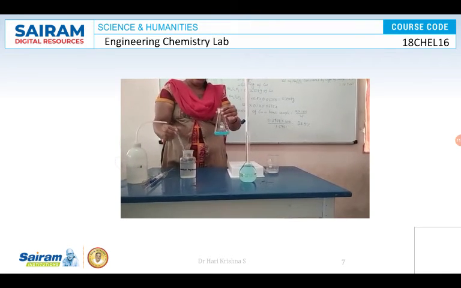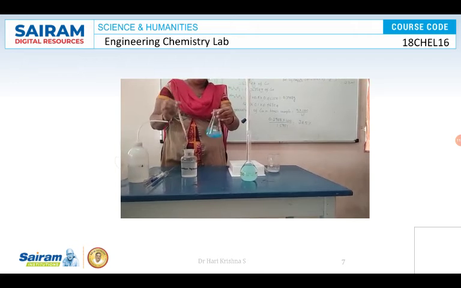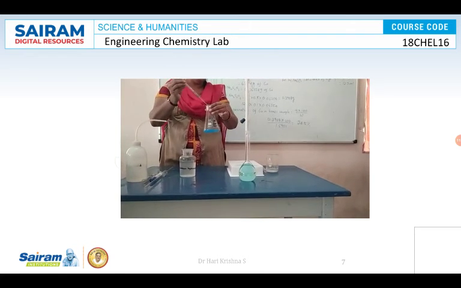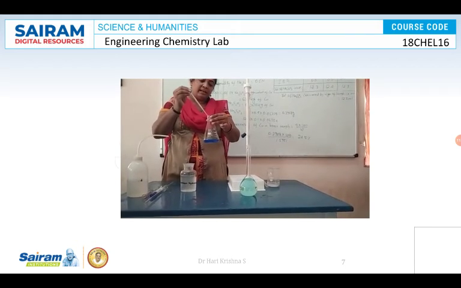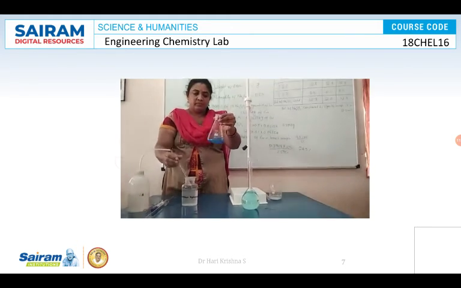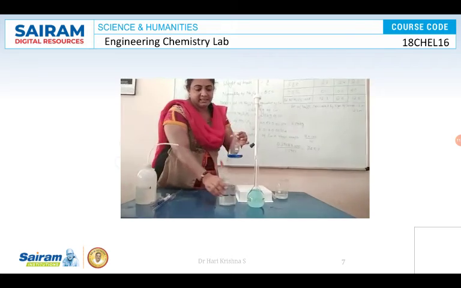Should keep on adding until you get a dark blue coloration. So we almost got it. Okay. So keep on adding dropwise until you get this color. Fine. Now all the mineral acid is removed.